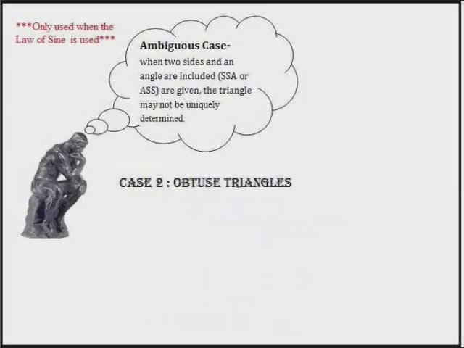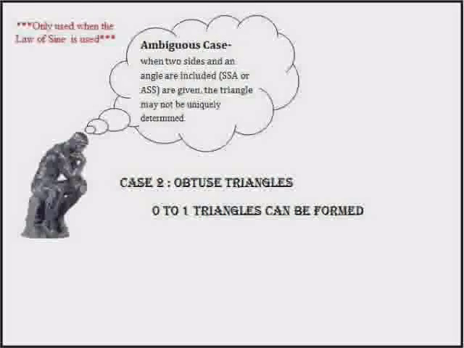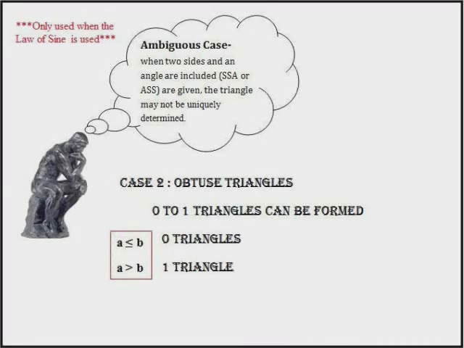Then case 2, when you get the obtuse triangles, 0 to 1 triangles can be formed. When a is less than or equal to b, you get 0 triangles. When a is greater than b, you get 1 triangle.